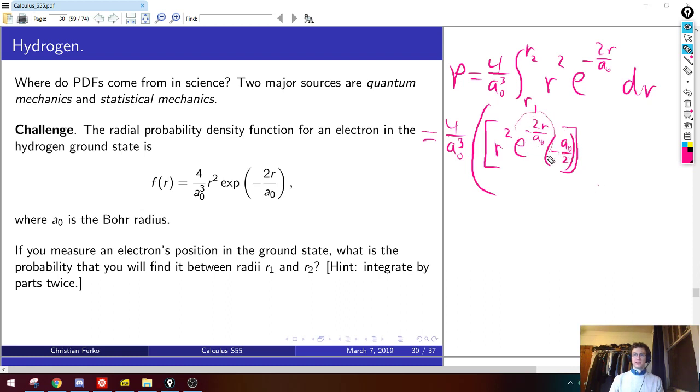Right, because I'm integrating e to the minus 2r over a0. So when I integrate... Right, this is... I forgot that we were not moving the derivative onto it yet. Yeah, so it's this thing evaluated at r1 and r2 minus the integral of the moved guy, so what do I get for this one?